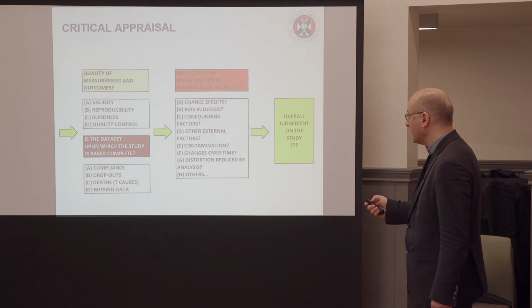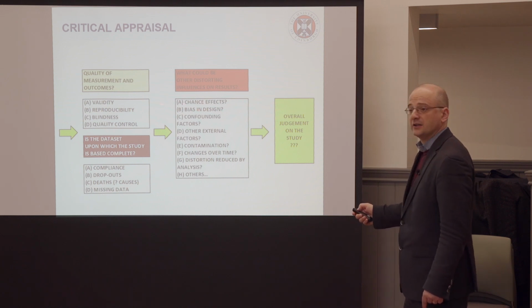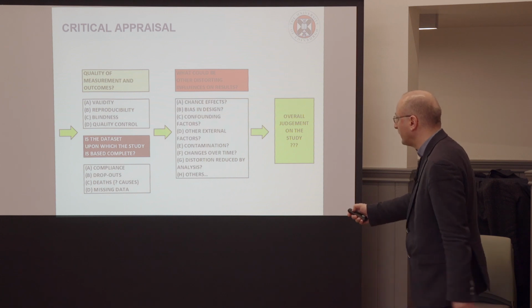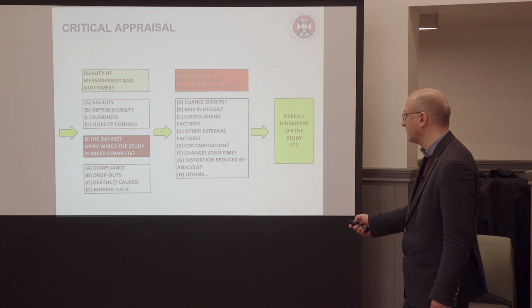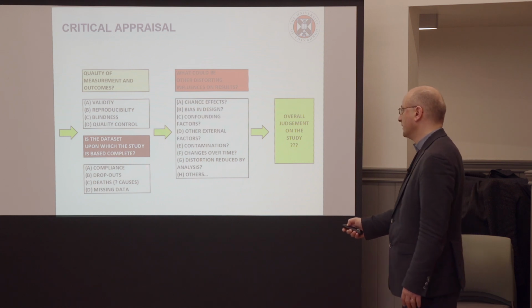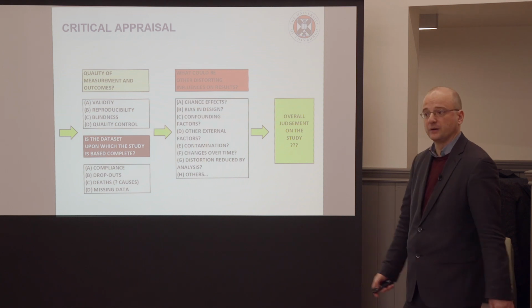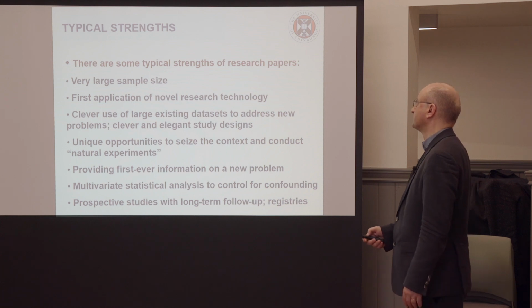And then what could be the other distorting influences on results, such as chance effects, too small study, bias in design, confounding factors, any other external factors, contamination of the data, changes over time, distortion reduced by analysis, and anything else. And finally, you pass the overall judgment on the study in view of all this.